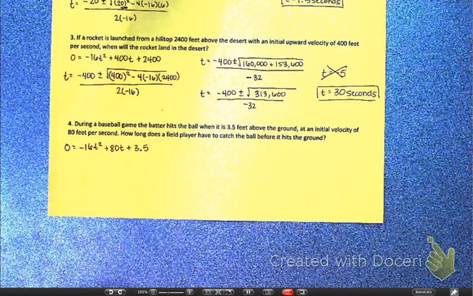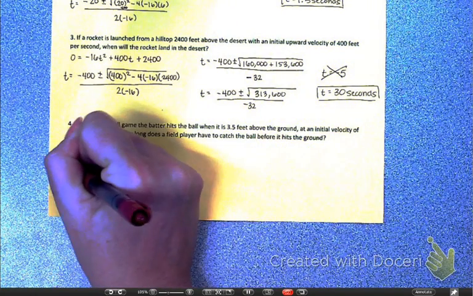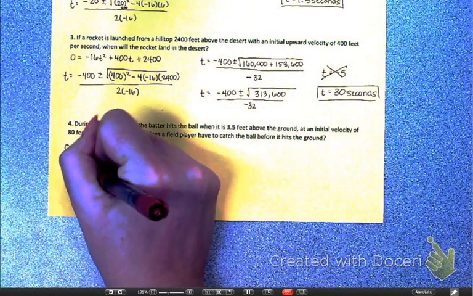Now, this particular problem, because they are both whole numbers, you could have factored it. You probably would have been able to pull out a GCF of negative 16 and simplified it a little bit. And then you could have factored if you wanted to. If you like the quadratic formula for these, then just stick with that. Okay?